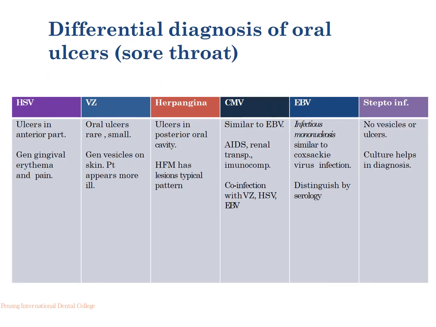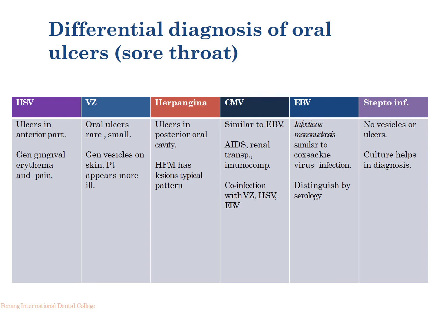So, if you were to look at the differential diagnosis of the viral infections that can affect the oral cavity and the oropharynx, you have herpes simplex virus, where ulcers occur in the anterior part of the oral cavity, and there is generalized gingival erythema and pain. Varicella zoster, where the oral ulcers are rare and small, but the patient would have generalized vesicles on the skin and appears more ill. In herpangina, ulcers are generally seen in the posterior part of the oral cavity. And hand, foot, and mouth lesions are very typical, involving the hands, feet, or the mouth.